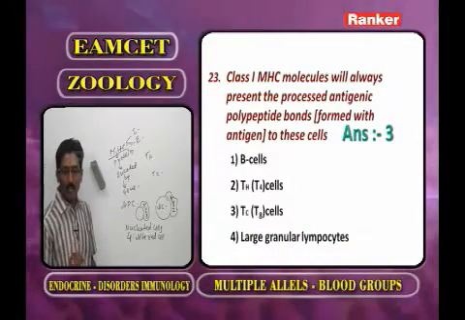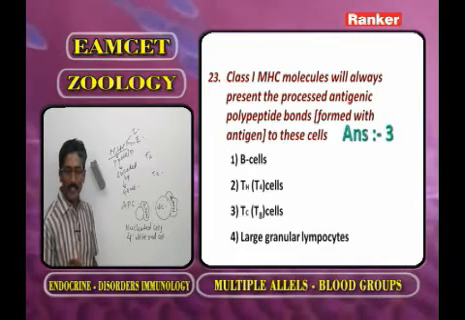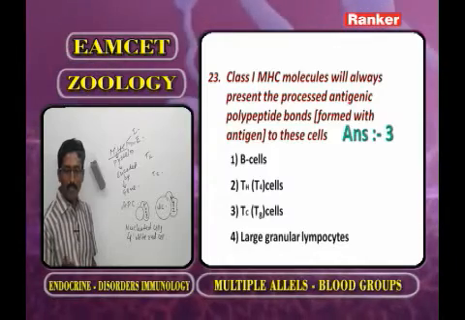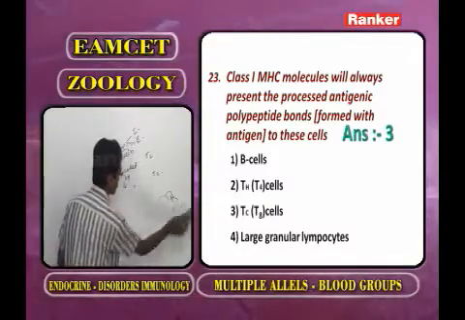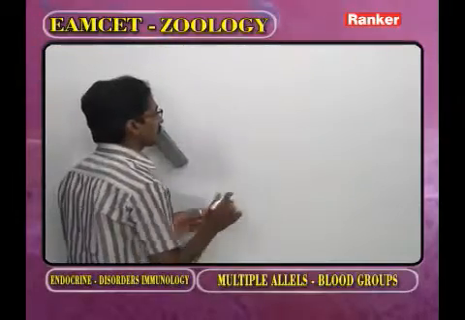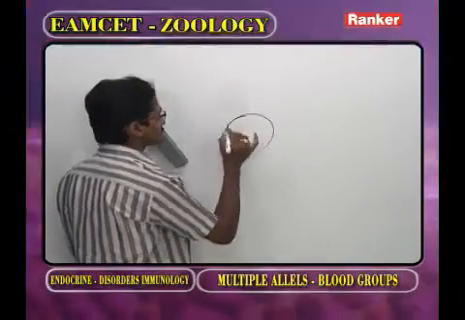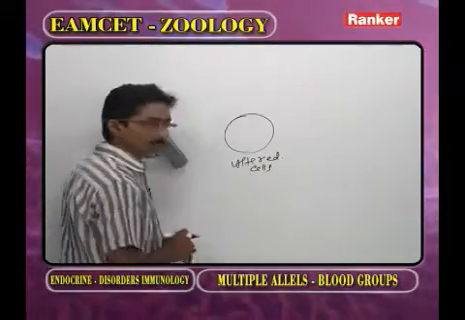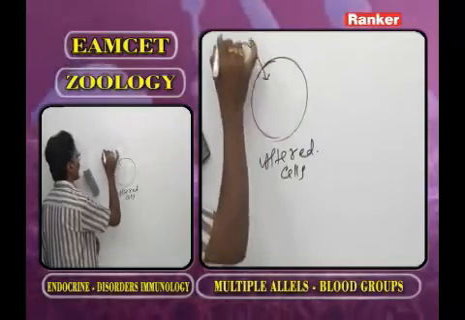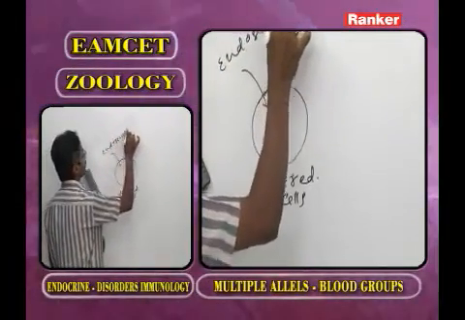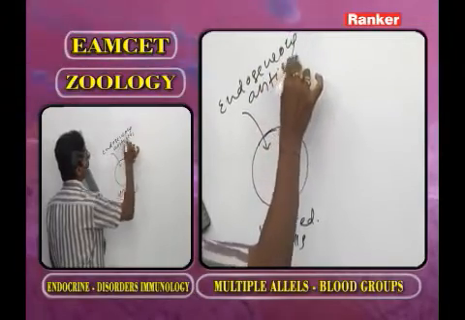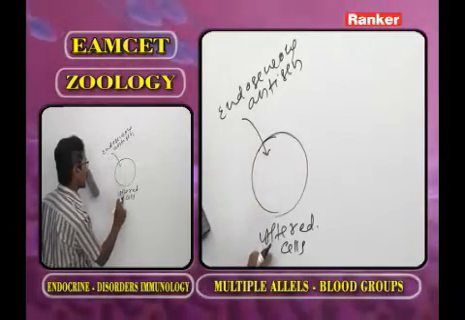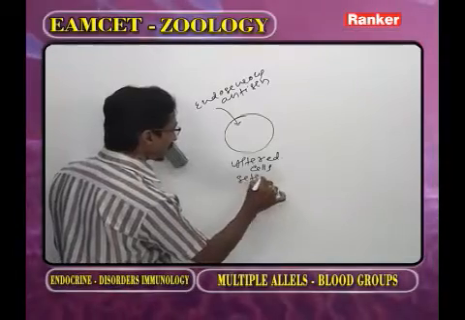MHC 1 molecules will always present the processed antigenic polypeptide bonds to these cells. Now, this is the altered cell. It is called the altered cell. It is present in our body. Now, the endogenous antigen enters into the altered cell. Because of the endogenous antigen, in our body this cell gets infection.